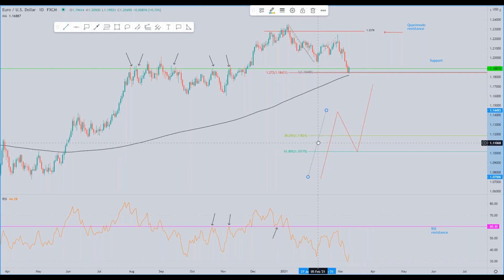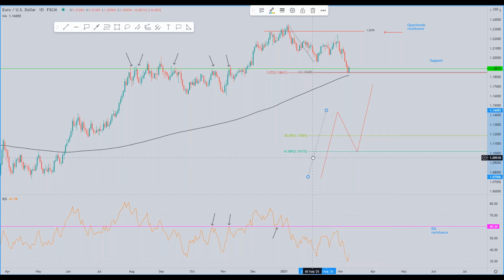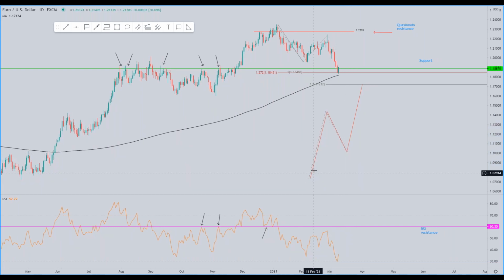So for me personally, the extension is the measurement between this wave here and this wave here. So we have a 100% projection of this swing here, with this retracement calculated in. So we have a 100% extension. This is measured from A to B to C. But for the Fibonacci projection, we're actually only projecting this wave here.